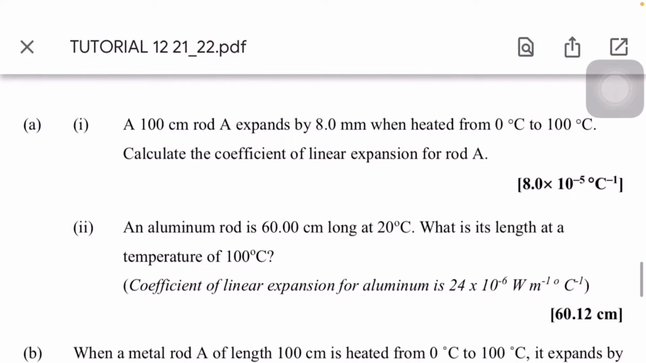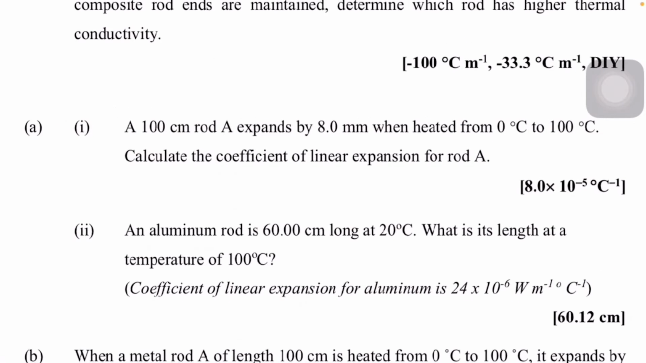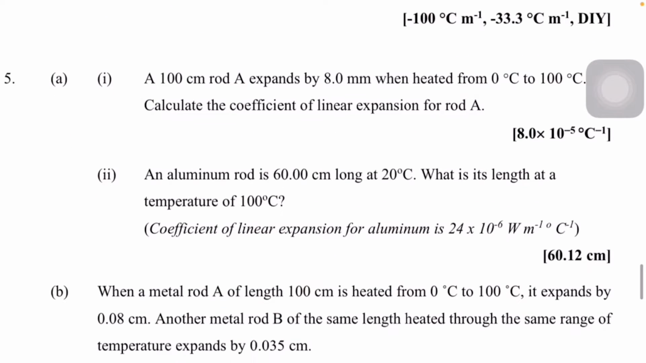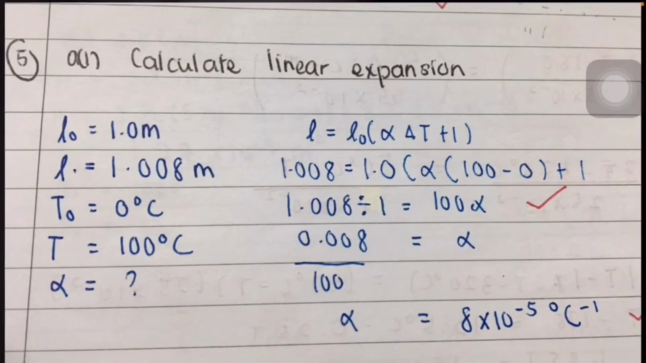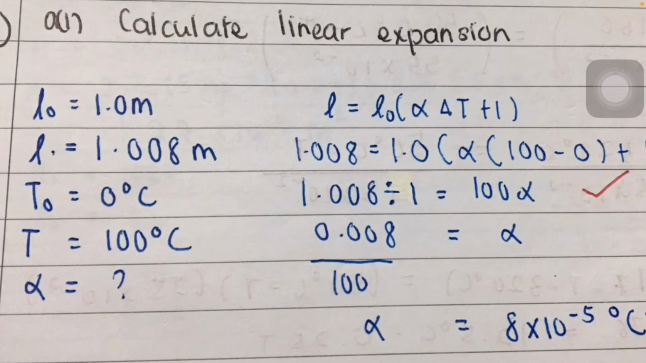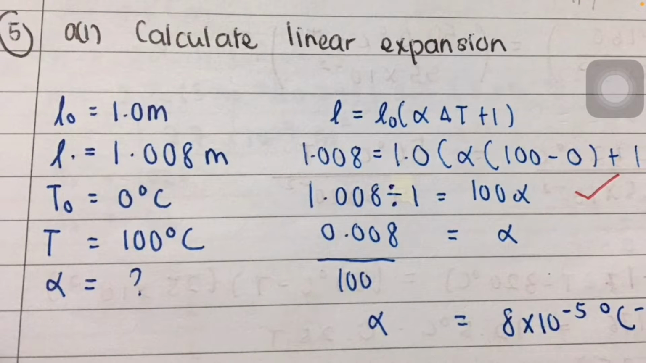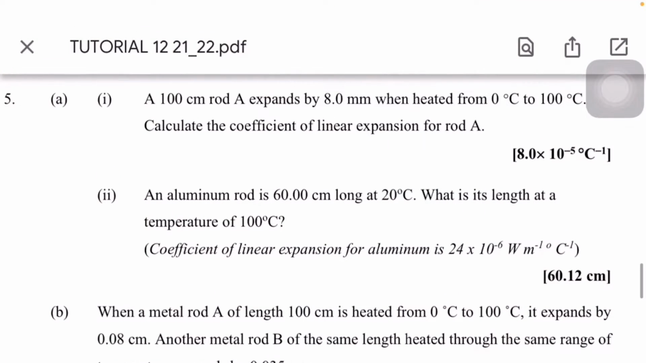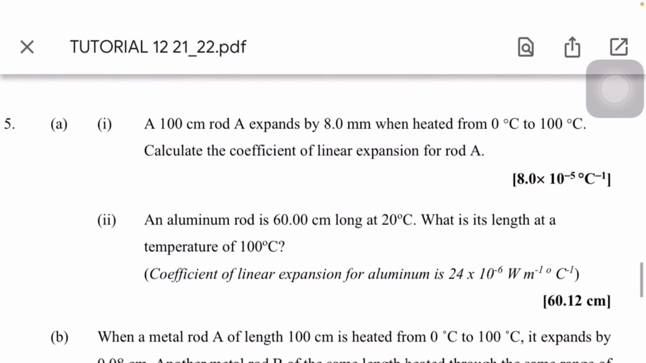So the first thing we must do is put out the information in the question. So we can get for the length knot, we have 1 meter, length we have 1.008 meter, T knot we have 0 degrees Celsius, and T we have 100 Celsius, and we want to find the alpha, which is the coefficient of linear expansion of A.